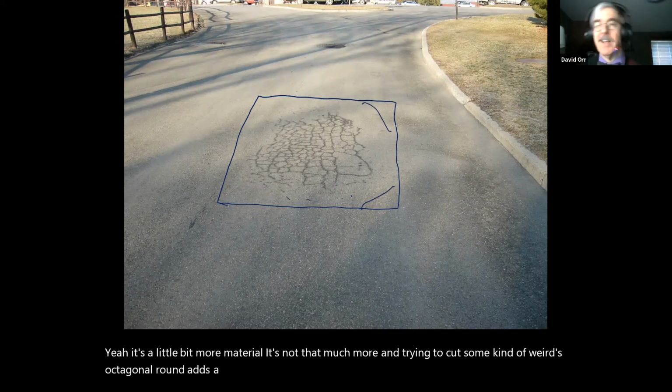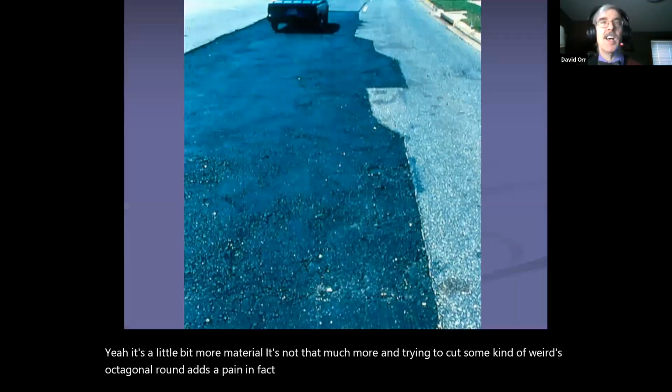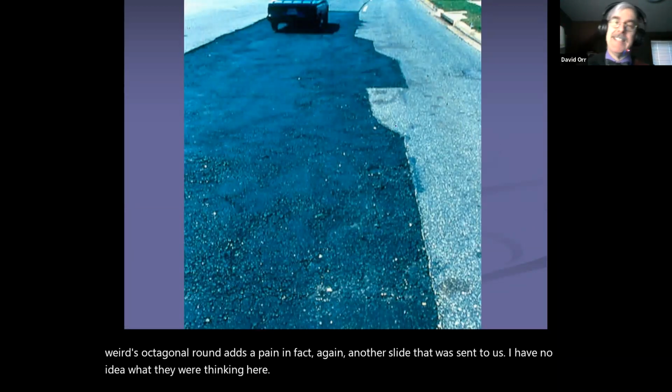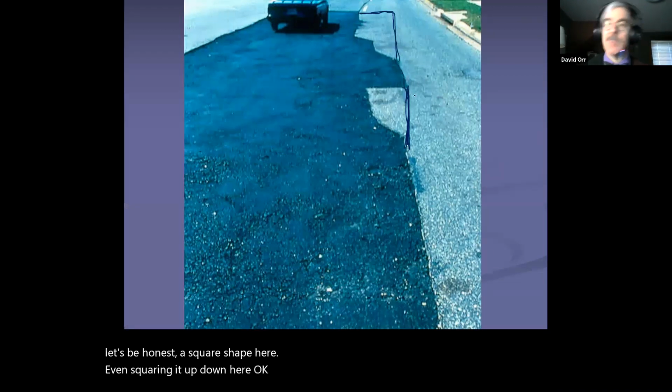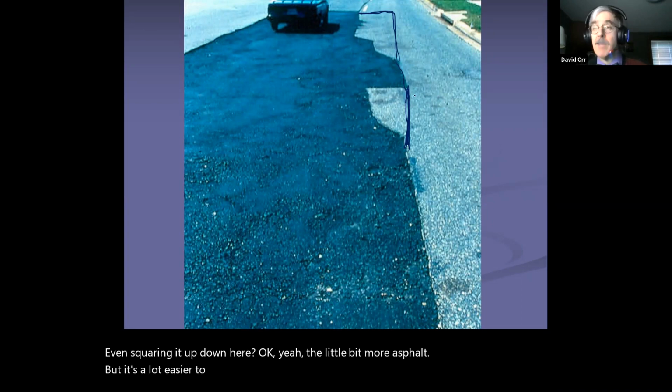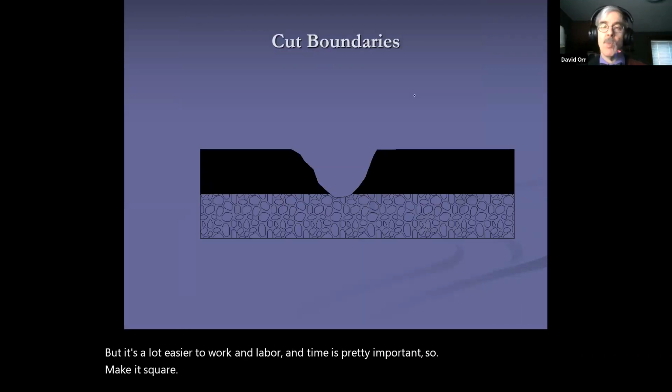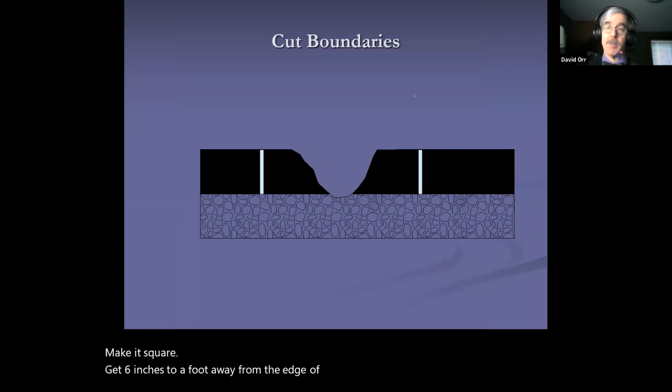In fact, again, another slide that was sent to us. I have no idea what they were thinking here. Let's be honest, a square shape here, even squaring it up down here. Okay, yeah, it's a little bit more asphalt, but it's a lot easier to work. And labor and time is pretty important. So make it square, get 6 inches to a foot away from the edge of the area that's deteriorated, whether it's a pothole already or just alligator cracked.